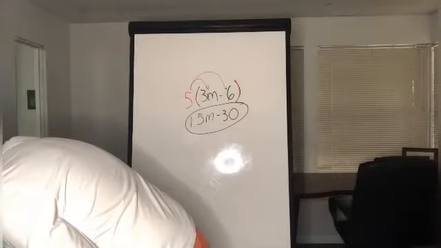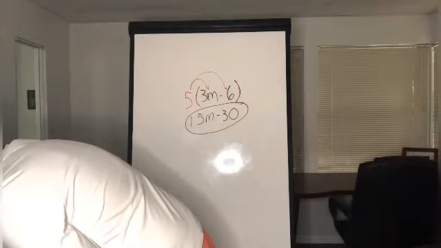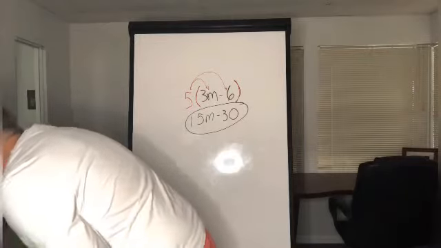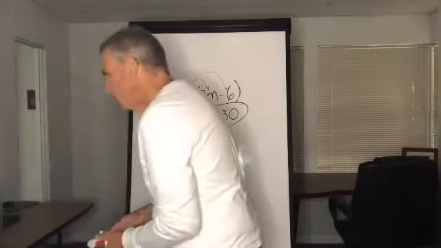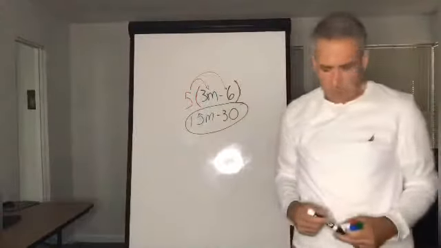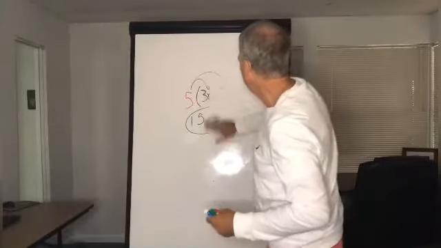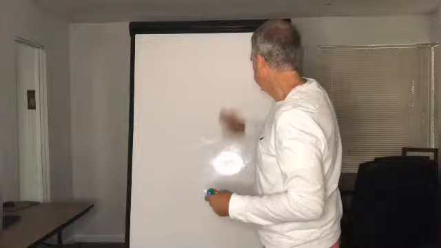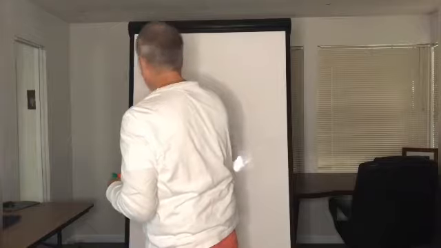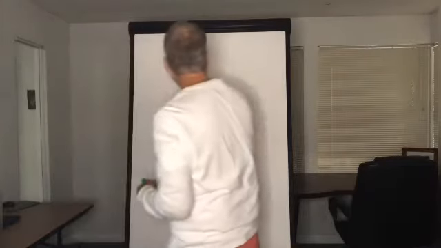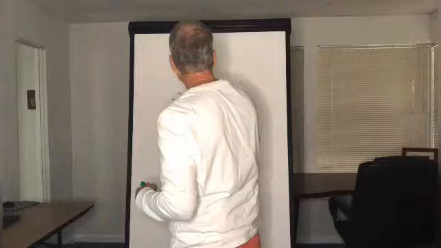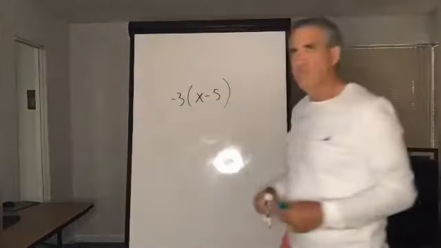So, harder one. And it's not much harder, but I guess it's a little harder. We're going to do number 15 for those of you who would like to know the number. Okay. 15, so this is -3(x minus 5). All right.